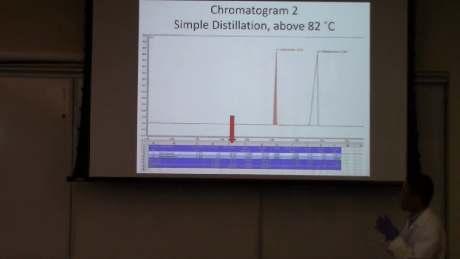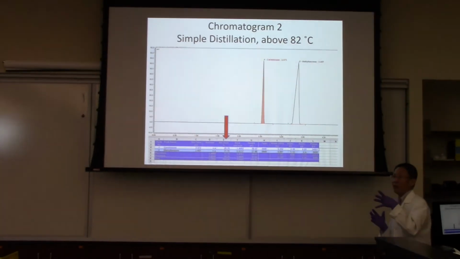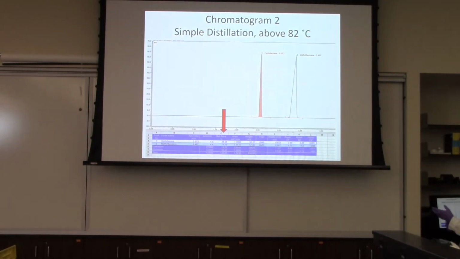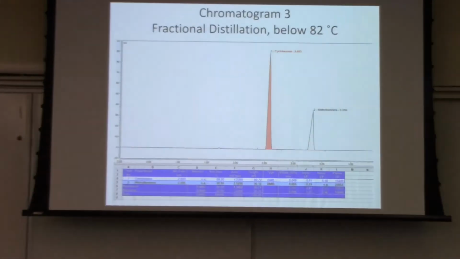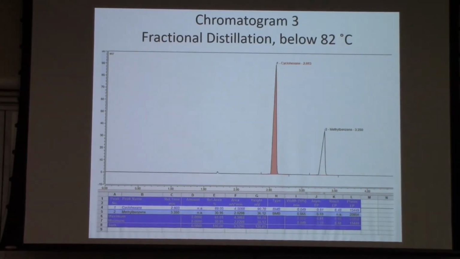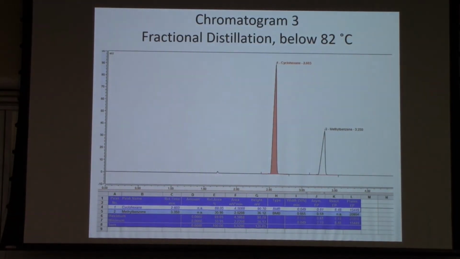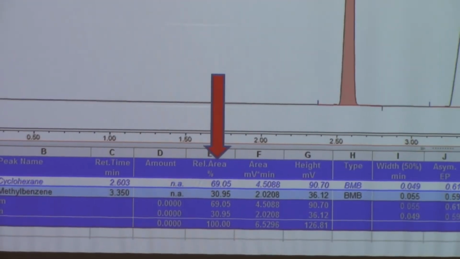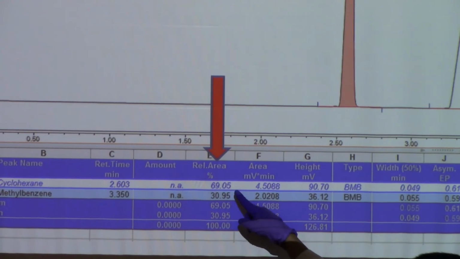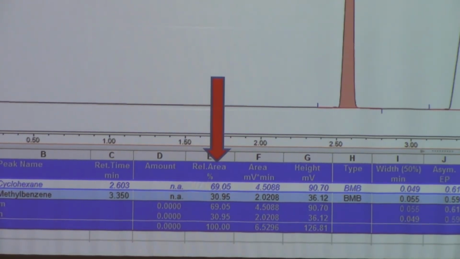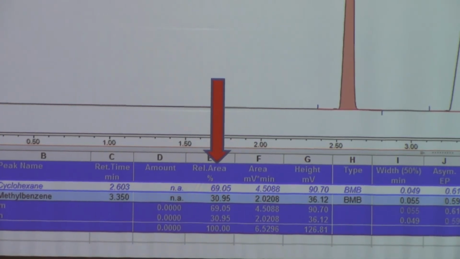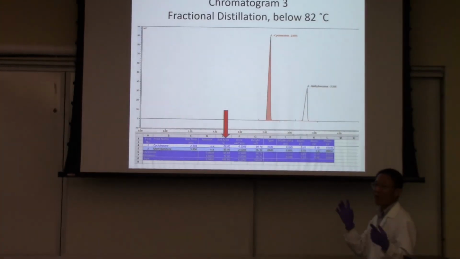We also want you to compare simple distillation and fractional distillation. Which one provides a better separation? Well, let's take a look at the chromatogram from a fractional distillation below 82 degrees Celsius. Once again, we will be focusing on the relative area in percentage underneath each peak. For the fractional distillation below 82 degrees Celsius, when you look at the numbers here, cyclohexane is 69.05%, compared to the simple distillation, the first slide of the chromatogram, at 57%.